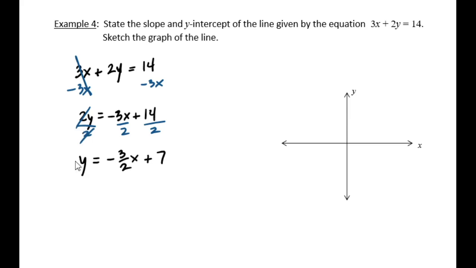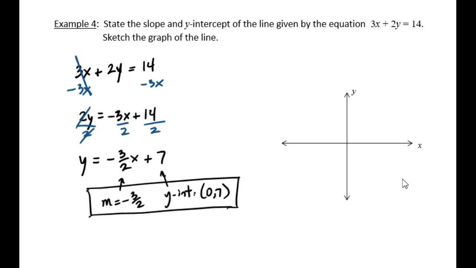And now we have y is equal to negative 3 halves x plus 7. This is slope-intercept form. From this, we can see the slope of the line is negative 3 halves, and the y-intercept is 7. It's a good practice to write the y-intercept as an ordered pair, x equal to 0, y equal to 7. You can see that from this equation. If you substitute a value of x equals 0, this term becomes 0, and you're just left with y equals 7. Now to sketch the graph of the line, we'll start by plotting the y-intercept.